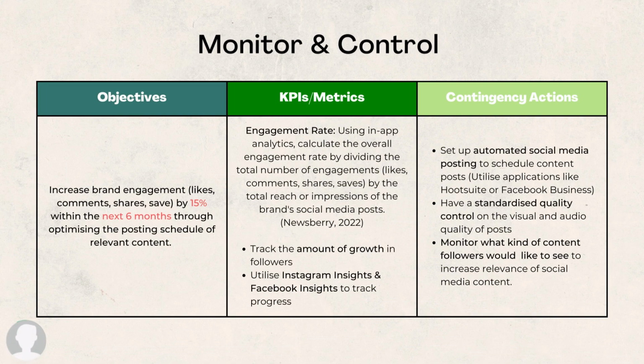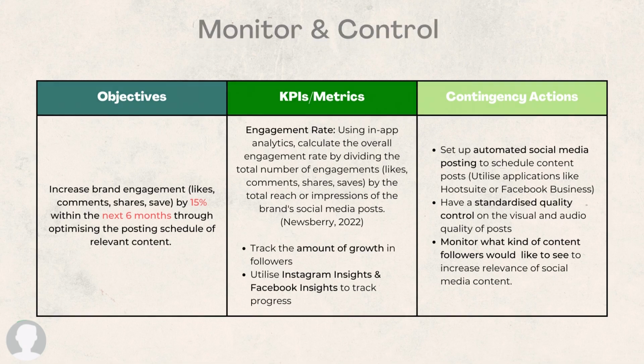Each objective is supported by specific metrics and contingency actions. The first objective focuses on evaluating social media engagement using in-app analytics. We calculate the overall engagement rate by dividing engagement by the reach of the brand's post. By closely monitoring the engagement rate before and after implementing an optimized posting schedule, our aim is to achieve a 15% increase. Hootsuite's automated social media posting tool assists in scheduling and monitoring social inboxes, while a backup 2 hours after the actual post time ensures timely publishing on the same day as scheduled.